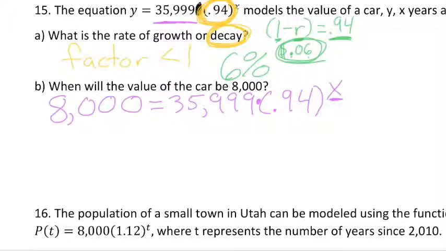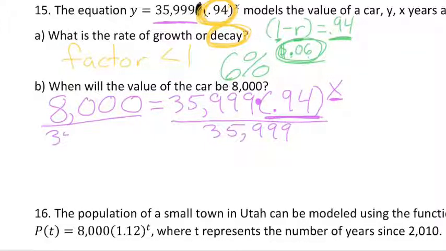So there's multiplication in between the 35,999 and our decay factor. We've got to get rid of it because the only thing that is the base of our exponent is the 0.94, not the whole right side. So we're going to get rid of that 35,999 by dividing. A number divided by itself is 1, so it goes away.